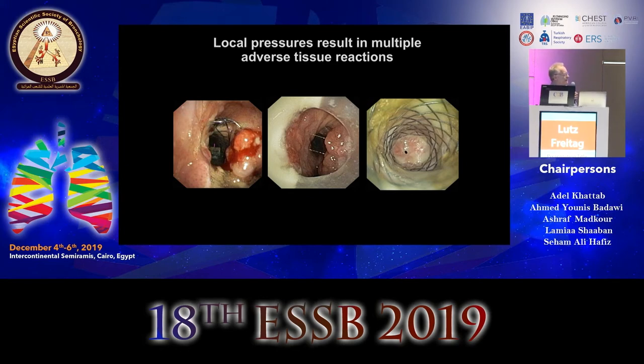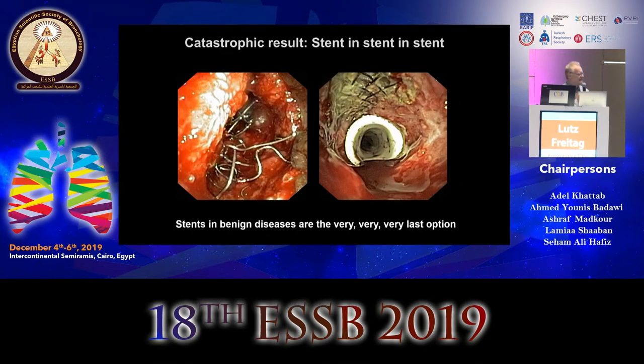These are three completely different materials and designs, but they all have in common that wherever there is a sharp pressure, we have granulation tissue formation, which can result in typical disasters. This is a tracheal stenosis where one stent had been placed that didn't work, then the next stent, and eventually there was nothing you could do for these patients.